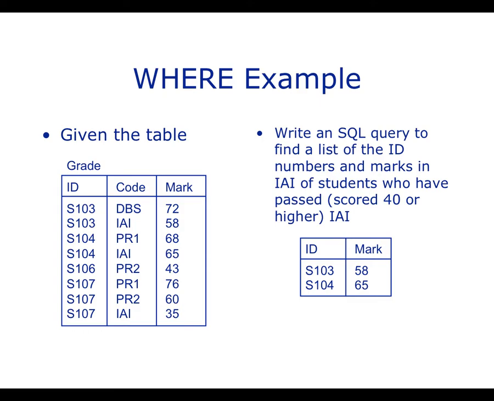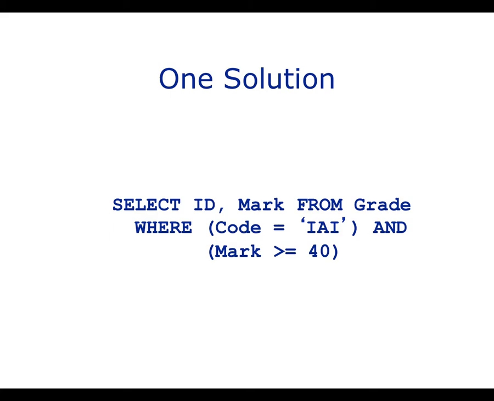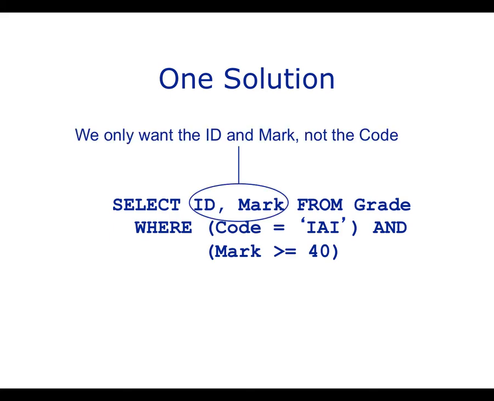So if we were going to look at this from a WHERE example, given the table that has my grades from an ID, a code, and a mark, if I were to write a SQL query to list the ID numbers and marks of students who have passed, or scored 40 or higher, one way I could do that is by selecting both the ID and the mark from the grade and do a dual condition where the code equals IAI and the mark is greater than or equal to 40. Because in this scenario, we only want the ID and the mark. We don't want the code.